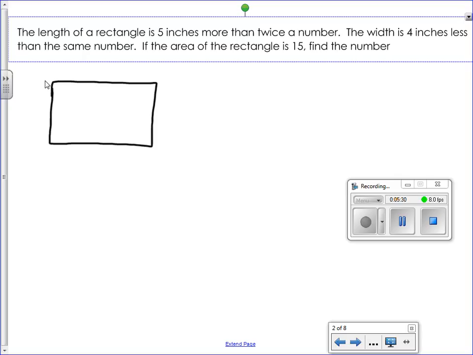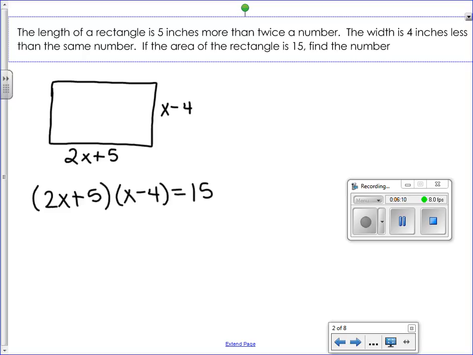Okay, the length is 5 inches more than twice the number, so I'm going to put 2x plus 5, because that's 5 inches more than twice. And the width is 4 inches less than the same number. Just x minus 4, because the number we don't know is x, and it's 4 inches less than that. So x minus 4. What else do I know? The area is 15. How do you find area? Length times width. And those equal 15.